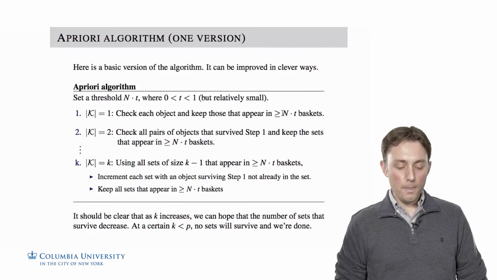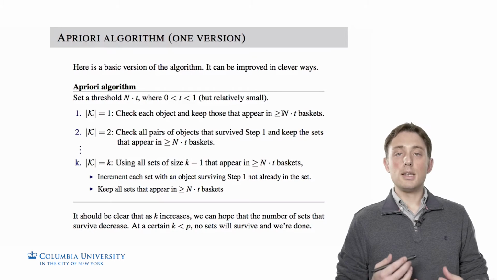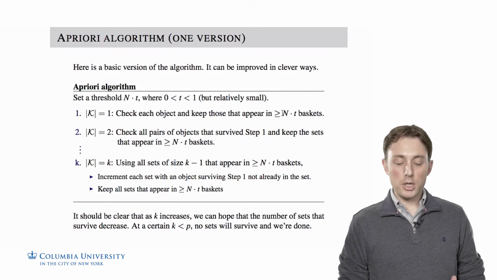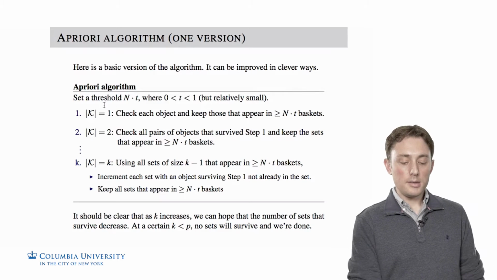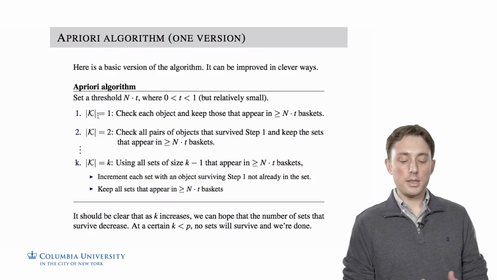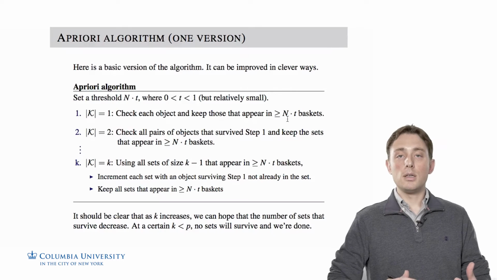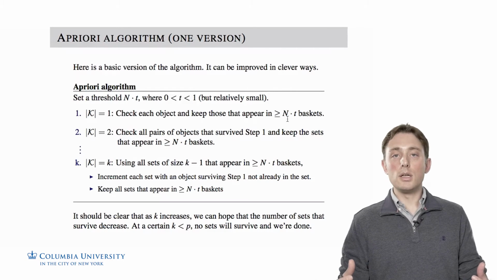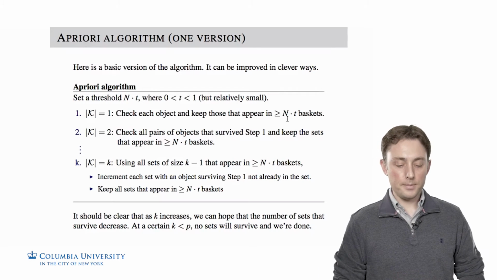Then at step 2, we want to check all of the subsets of size 2. In this sense, we're going to take all pairs of objects that have survived step 1. This is where the properties that we discussed come into play. If something didn't pass step 1, then taking a set of size 2 containing one of those objects is not going to occur enough. So if the third object doesn't appear in more than n times t baskets, then the third object plus the fifth object isn't going to appear in more than n times t baskets. We immediately know that, so we don't even have to check it.